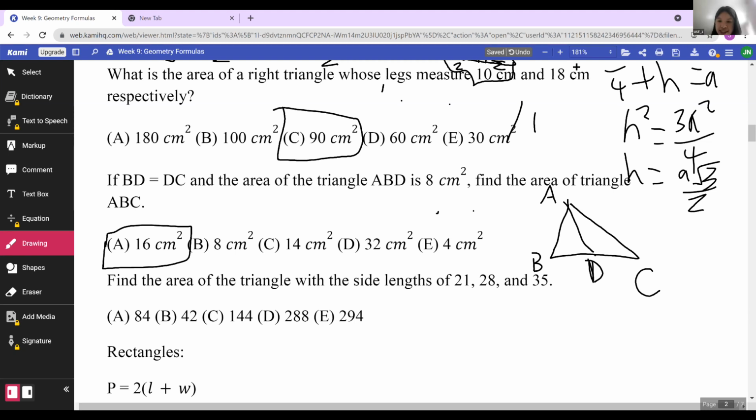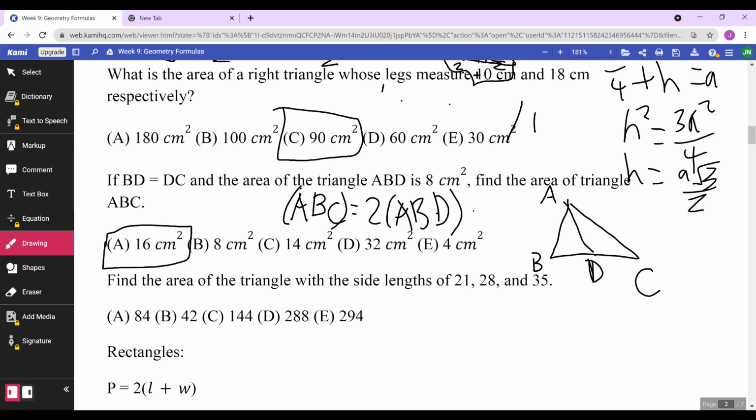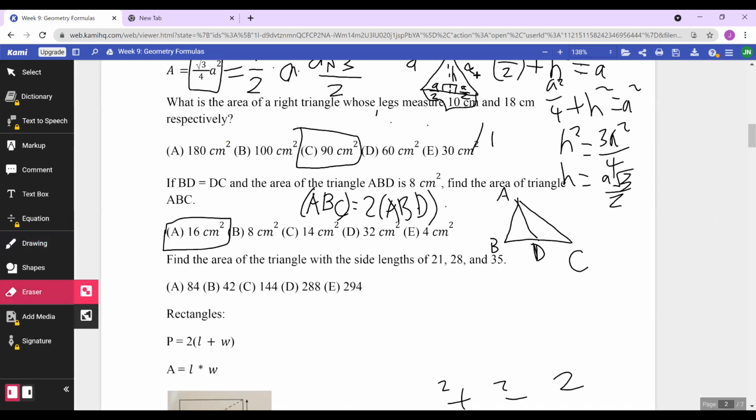Sure. So since the base is the same and the height is also the same, ABD is 1/2 of triangle ABC, which is 8. So ABD equals 8, which means ABC also equals 8. So 8 plus 8 equals 16 centimeters squared. Exactly. Since they share the same height, and the base in ABD is half. That's what we see.